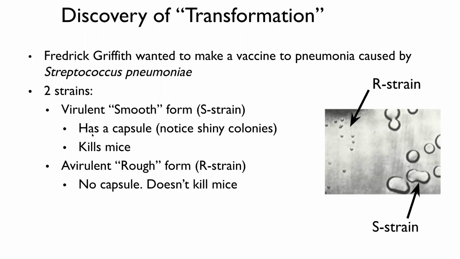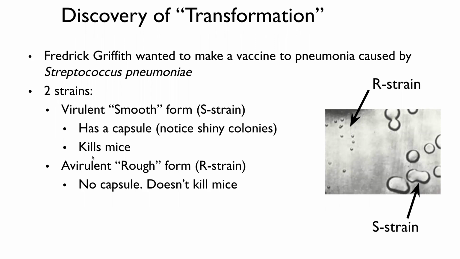So if you remember back from when we discussed bacterial morphology, capsules are sort of shiny protein coats that protect the bacteria from antibiotics and the immune system and all sorts of things like that. So it makes the bacteria a better pathogen. And if you infect a mouse with this virulent or S strain of Strep pneumoniae, it kills mice.